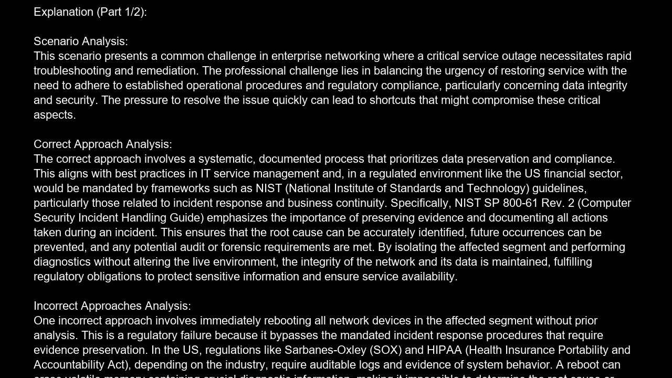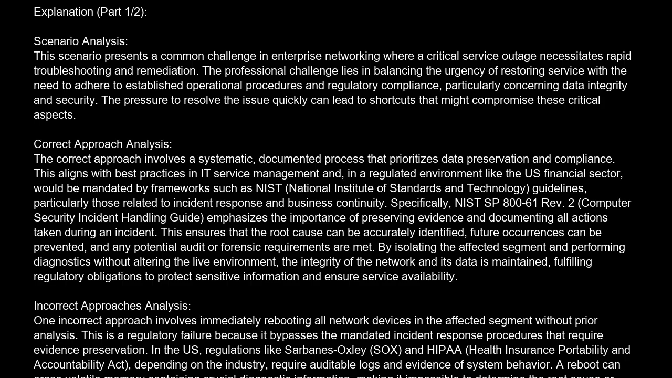The professional challenge lies in balancing the urgency of restoring service with the need to adhere to established operational procedures and regulatory compliance, particularly concerning data integrity and security. The pressure to resolve the issue quickly can lead to shortcuts that might compromise these critical aspects.